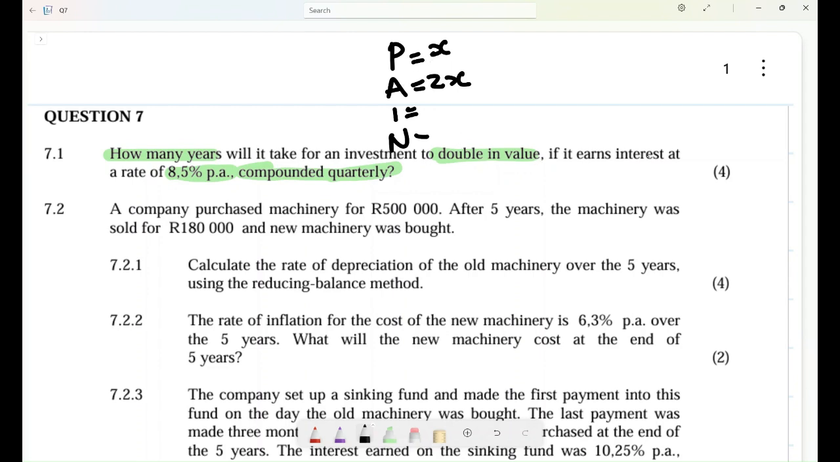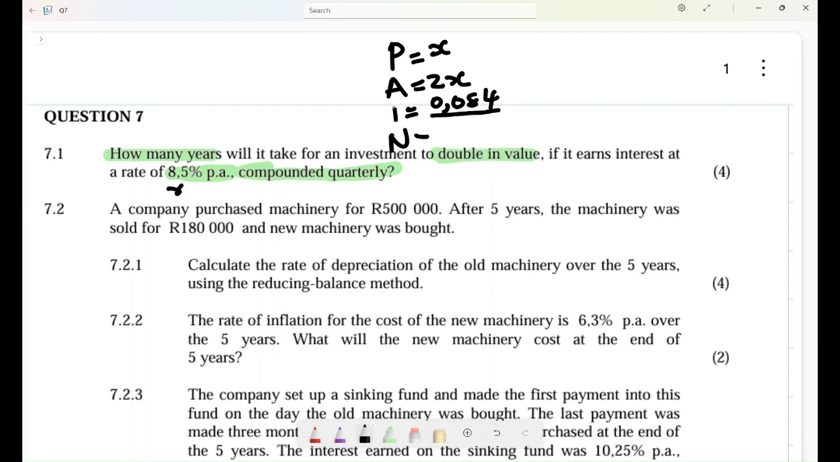If it earns an interest rate of 8.5% per annum, now for the interest rate we want it in decimal. This is the rate in percent, then I in decimal. How do you get I? You get I by saying rate divided by 100. So it's going to be 8.5 divided by 100, so 0.085.